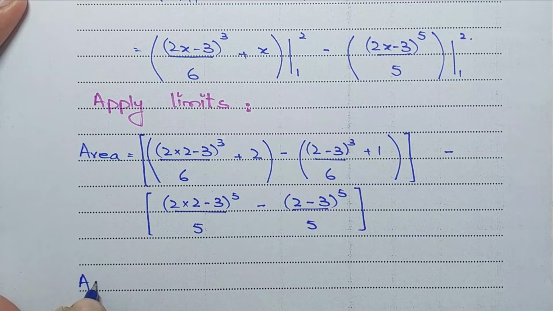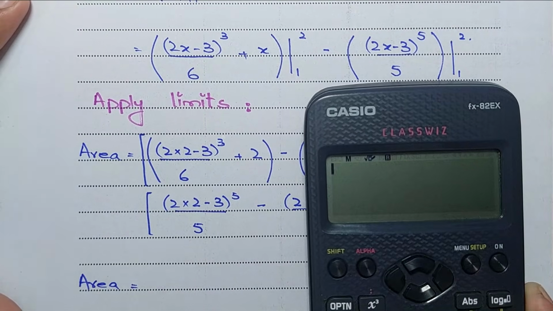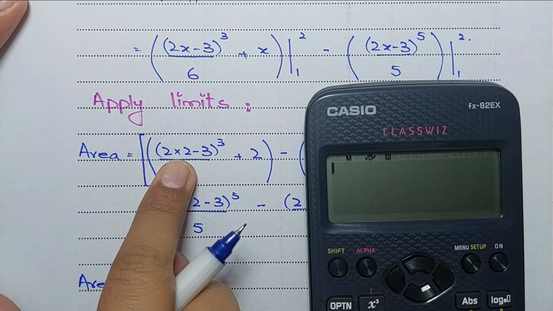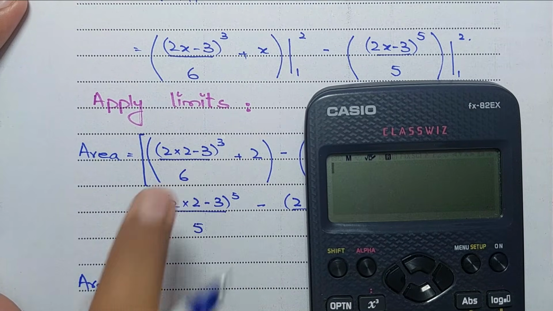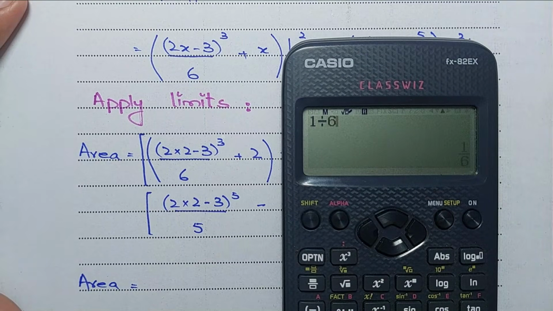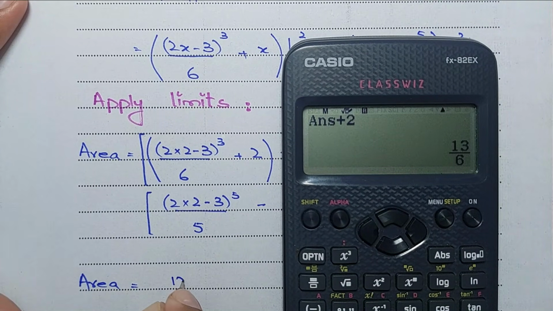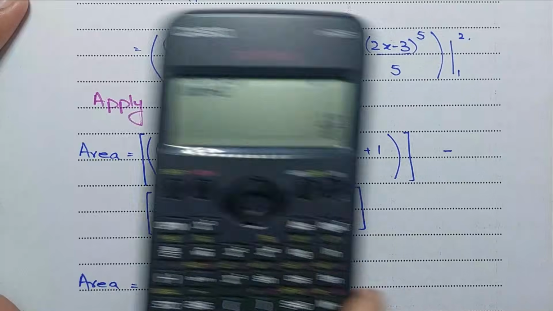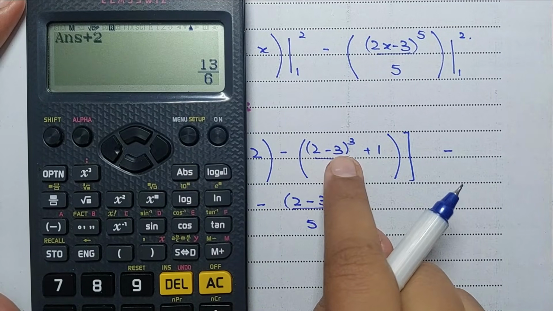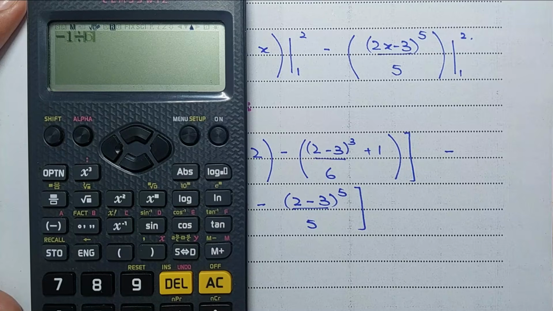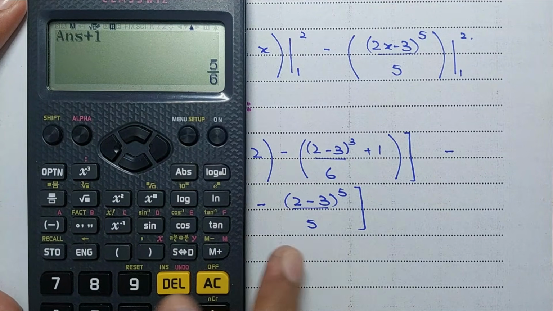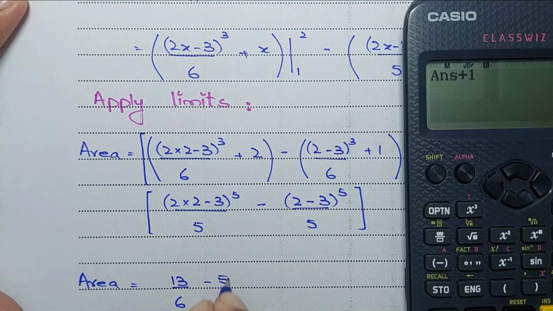Okay, let me figure out the area. So 2 times 2 is 4, 4 minus 3 is 1. 1 cubed is 1. 1 over 6 plus 2 is 13 over 6. Subtract: 2 minus 3 is minus 1. Minus 1 cubed is minus 1. So minus 1 over 6 plus 1 is 5 by 6 with a negative sign, so minus 5 over 6.